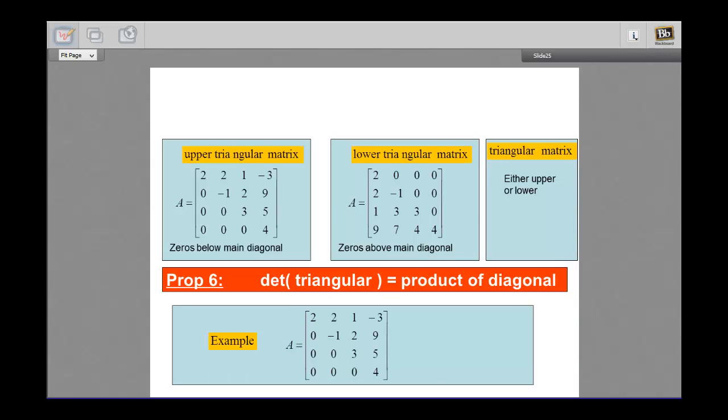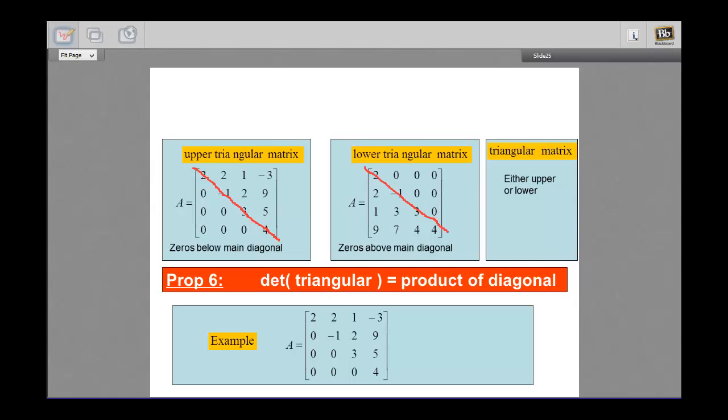And property number 6 says, as I told you, that this is the upper triangular matrix. An upper triangular matrix is one in which, with this being the main diagonal, all the elements below the main diagonal are 0. Similarly, if all the elements above the leading diagonal are 0, then we say that it is a lower triangular matrix.